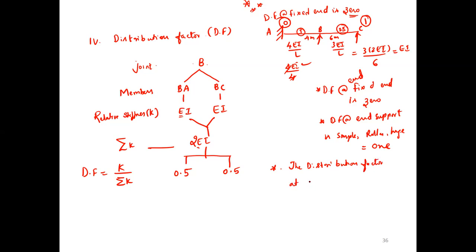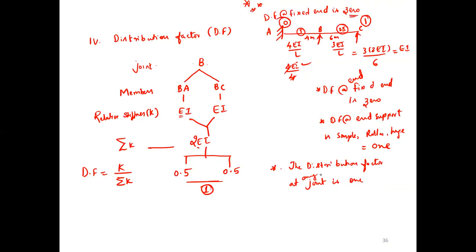One more thing you have to remember: the summation of distribution factors at any joint must be 1. But in Kani's method, it is minus 0.5 of that. If you take minus half of the distribution factor, you get the rotation factor. In Kani's method it is called rotation contribution, equal to minus half of K by sigma K. Then you get minus 0.25 and minus 0.25.